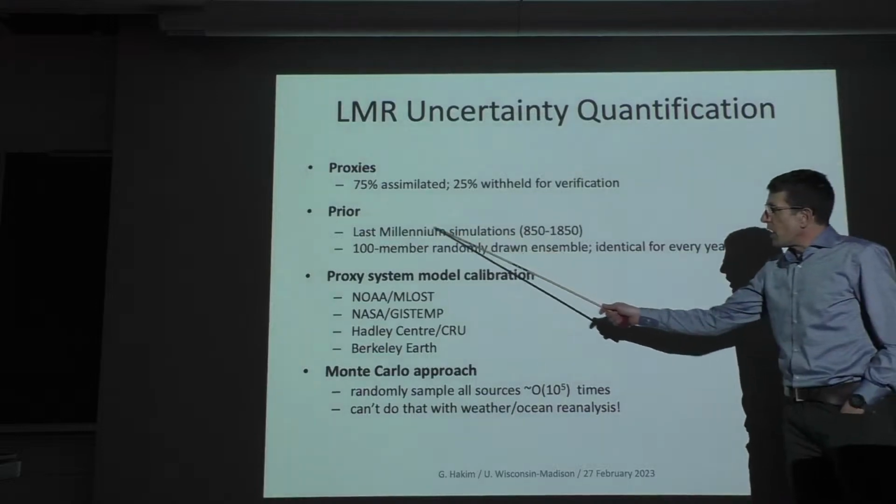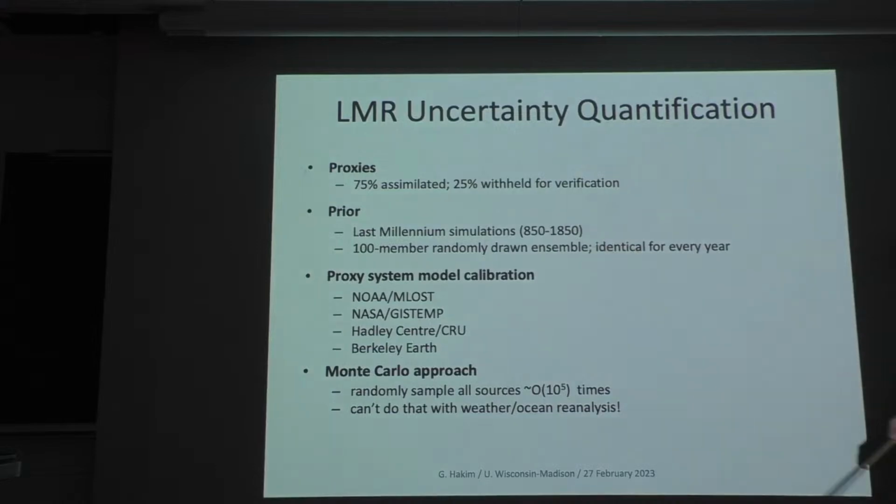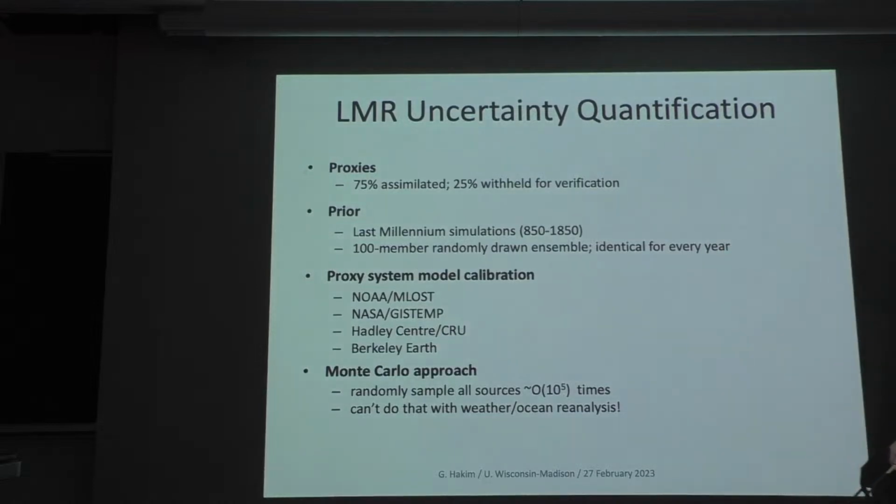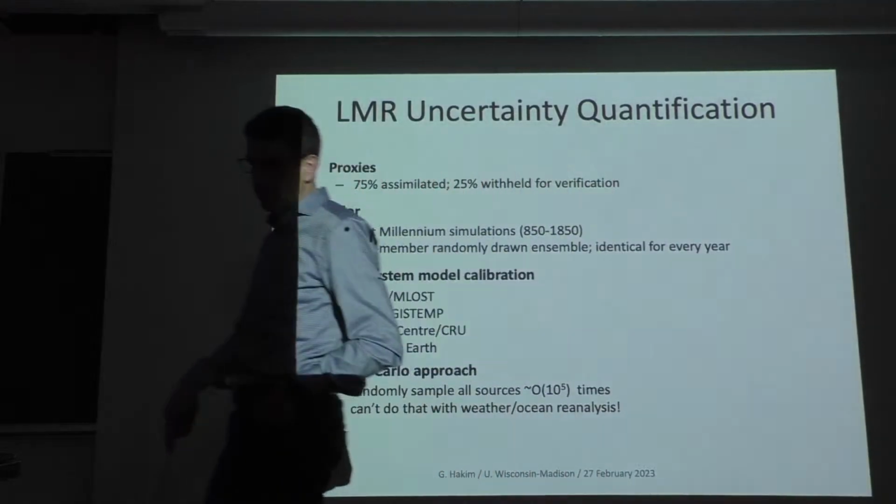We used last millennium simulations. Over the period from 850 to 1850, there's a relatively large and growing archive of these model simulations now that we can randomly sample for our prior estimate of what the climate was. And then we have these forward models, which are calibrated for the proxies during the instrumental era. We do a Monte Carlo approach over all of this sampling to give us about 10,000 reanalyses. That's certainly not something you can do with ERA5. You get one.